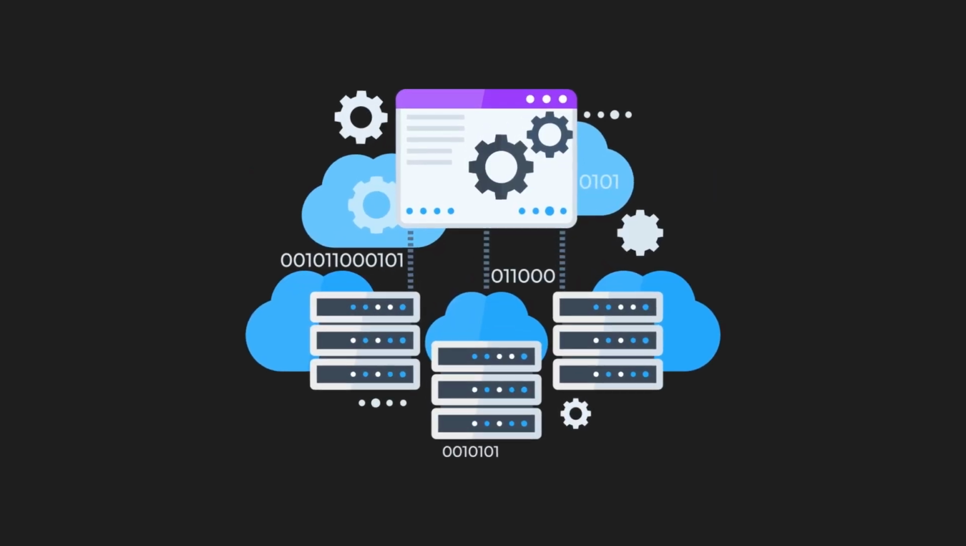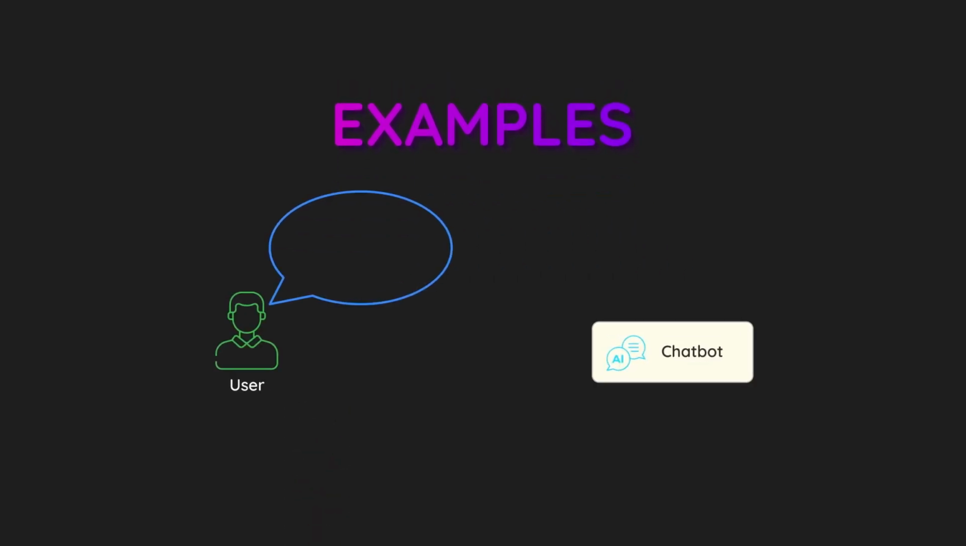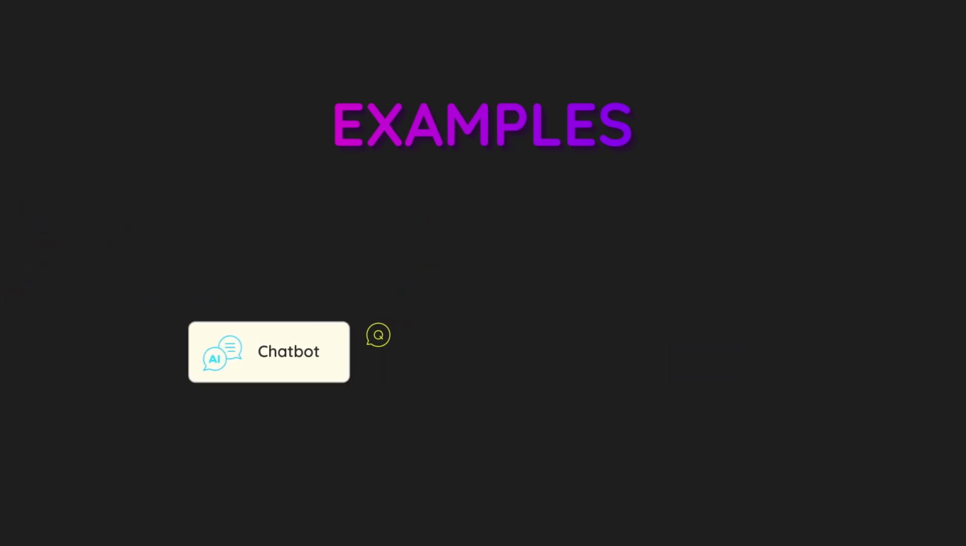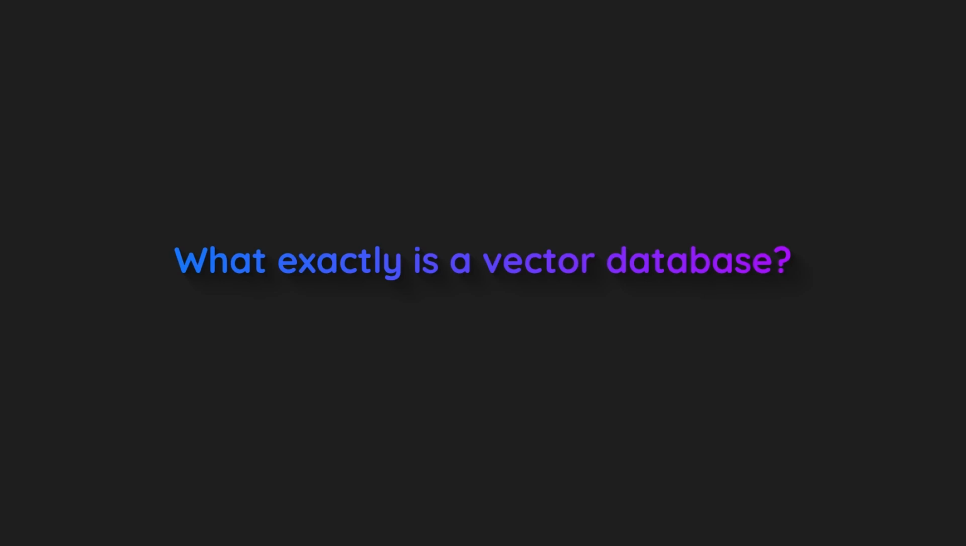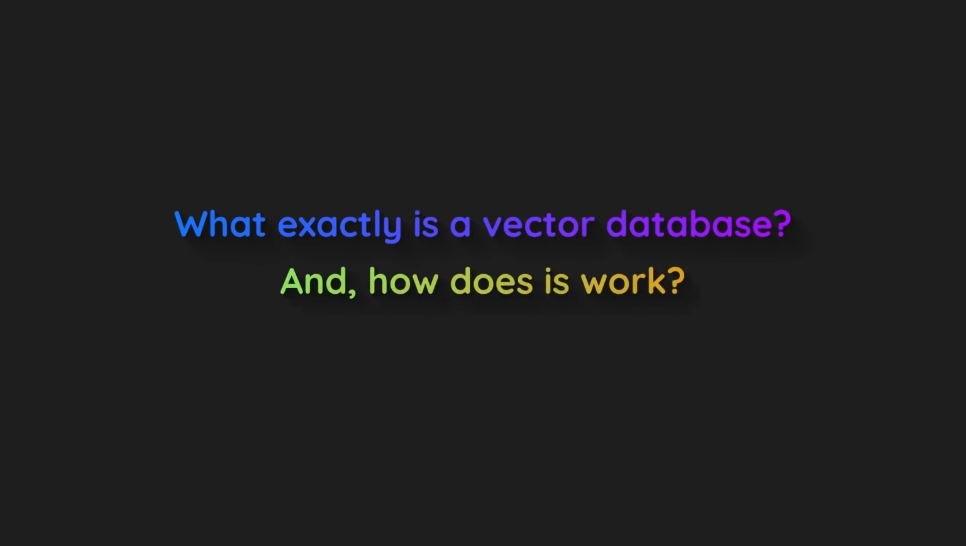Now let's dive deeper into how this all works and explore some examples that might surprise you. Imagine this. A user asks your company's chatbot a question about one of your products, car insurance. The prompt is, what does the middle tier car insurance cover? The chatbot forwards this question to the company's knowledge base, which happens to be something called a vector database. But what exactly is a vector database, and how does it work? Let's take a quick detour to understand how a vector database represents knowledge.